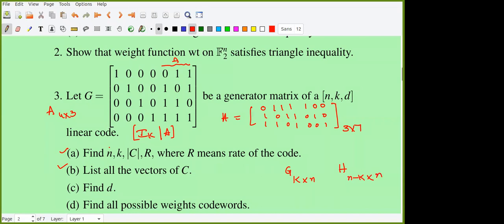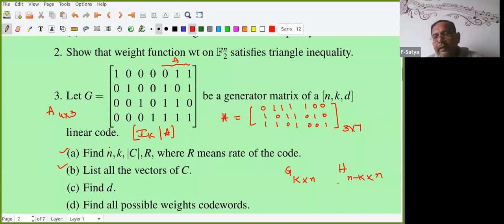So G is K cross N, H is also, columns are same. Okay, both ways the columns are same. So the code is this code C. Okay, the code comes in two ways: one is to multiply the four-length vectors this side, or otherwise find the null space of this.